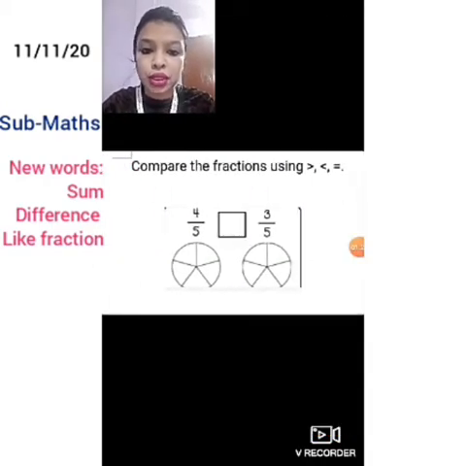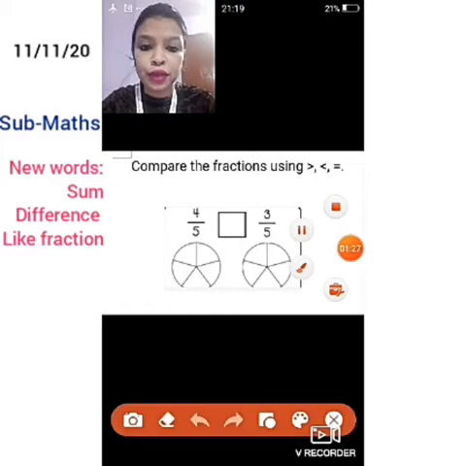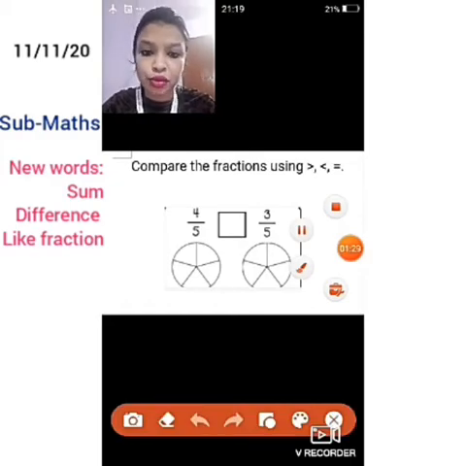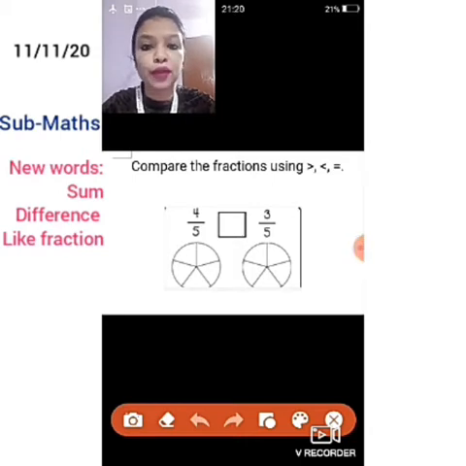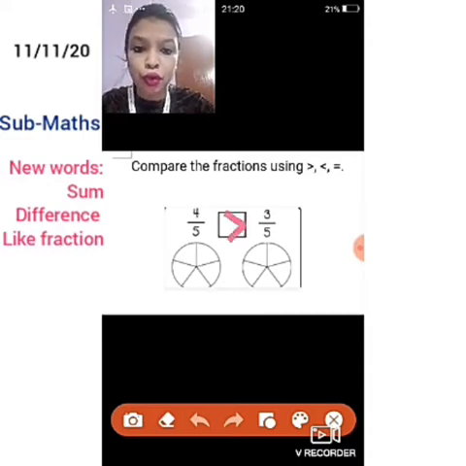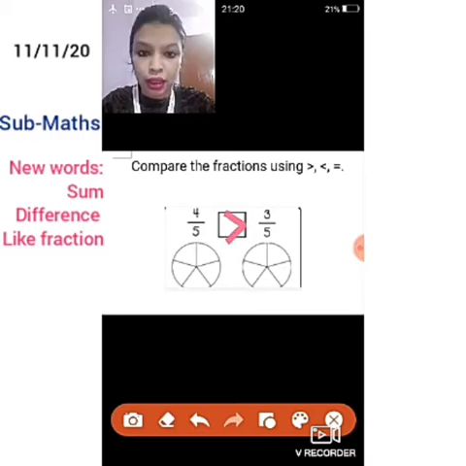The next question is compare the fractions, same question, 4 by 5 and 3 by 5. Now which is bigger and which is smaller? Again, the denominators are the same, 5. 4 is bigger than 3. That means 3 by 5 is smaller than 4 by 5.